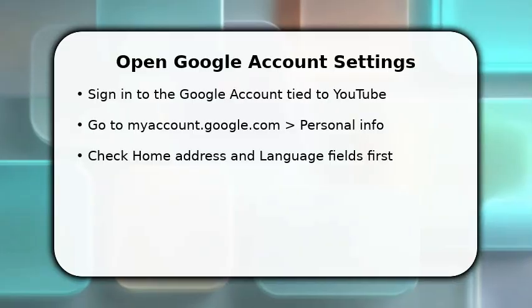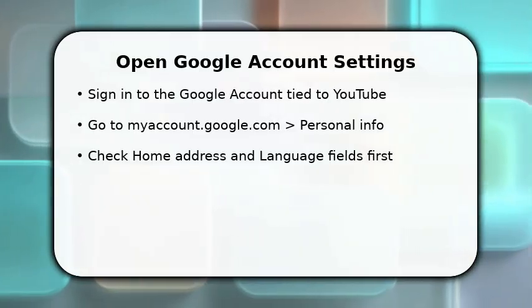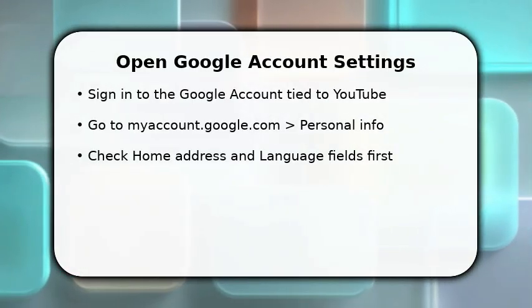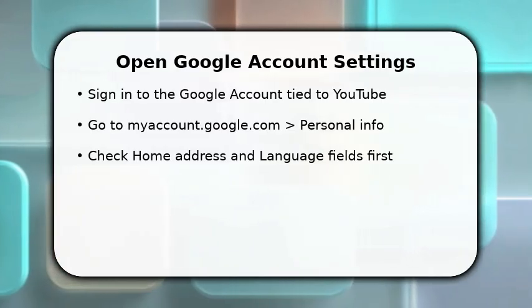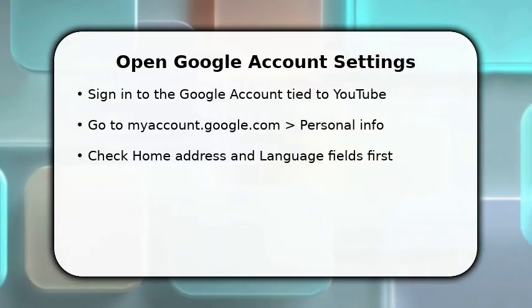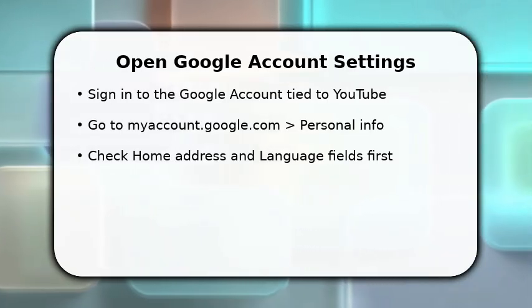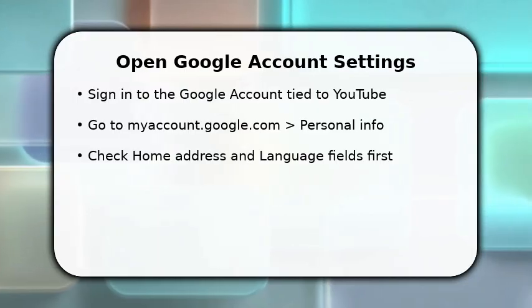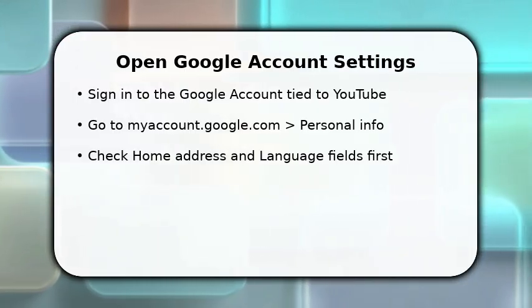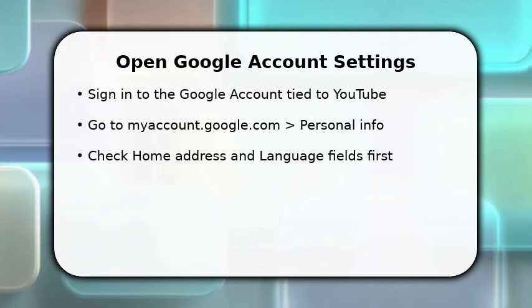You start by opening your Google account because YouTube country is tied to Google profile signals. Sign in, then go to Personal Info. This ensures location fields match. Once done, check language and home address. Make edits if they reflect the wrong country. You must save changes and wait a few minutes for Google to propagate settings.